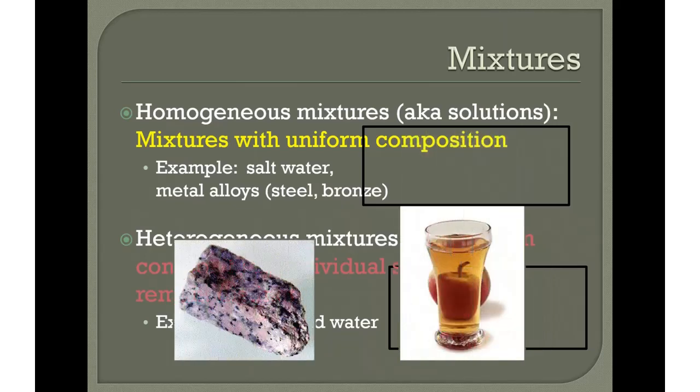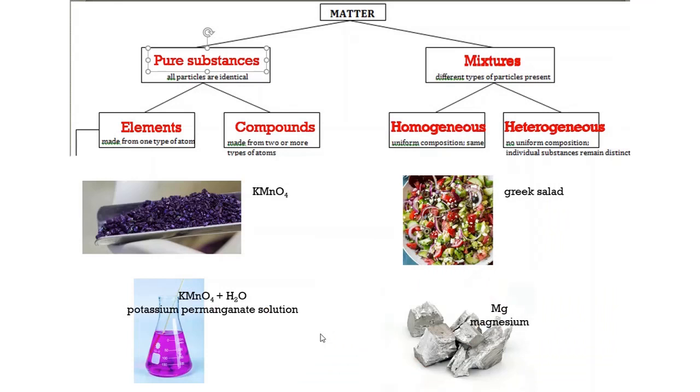So let's take a look at these two examples. Can you tell which one is heterogeneous and which one is homogeneous? Let's take a look at the piece of rock. Is that homogeneous or heterogeneous? That's heterogeneous. Can you see the different layers? Let's do some examples together.